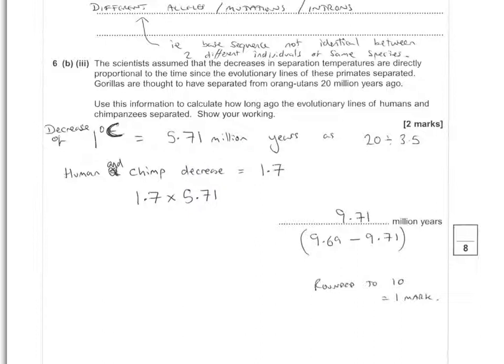of evolution. So you then apply that to the situation between the humans and the chimp. In the table they have a value of 1.7, so there's a decrease in temperature of 1.7. So you do 1.7 times the value per degree, and that gives you 9.71 million years.